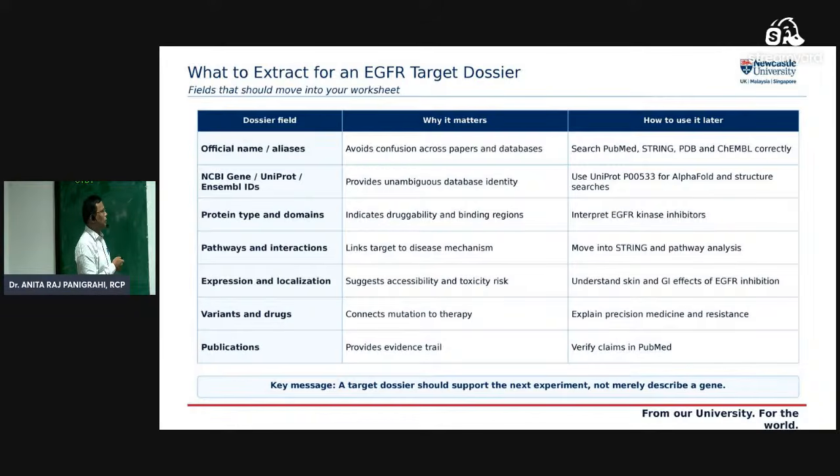Then you need to know about the NCBI gene. It provides unambiguous database identity, and that gives the UniProt number, a specific identity number. Then you need to know the protein type, what it is, and of course EGFR kinase inhibitors. You need to know the pathways, and move into the STRING and pathway analysis, expression and localization, and suggest accessibility.